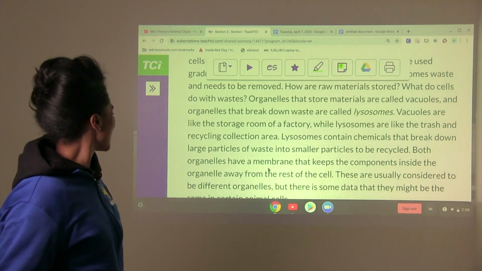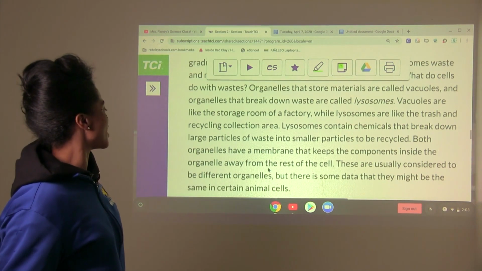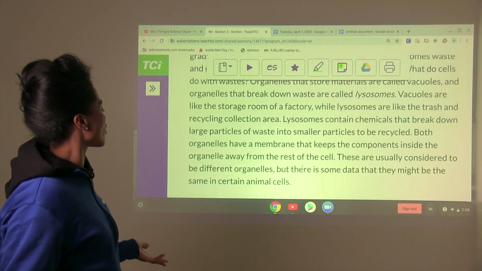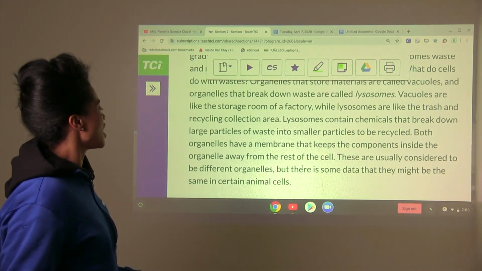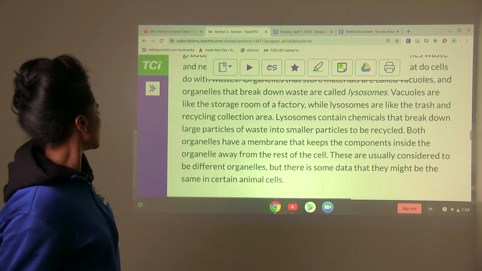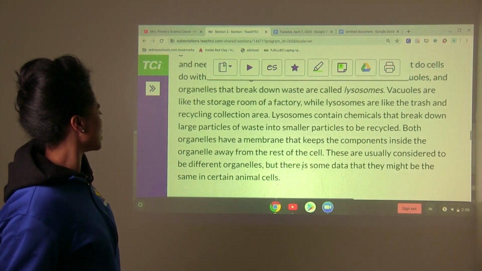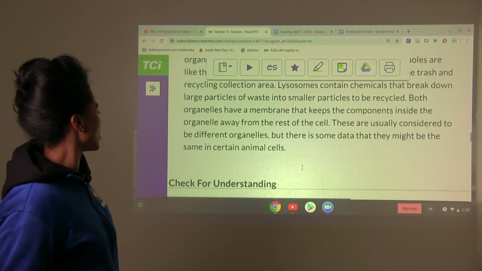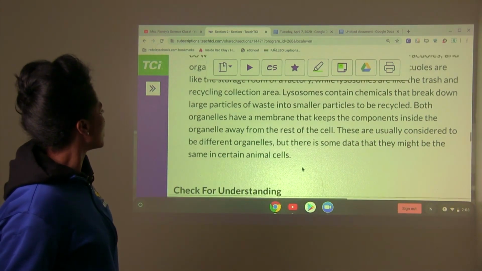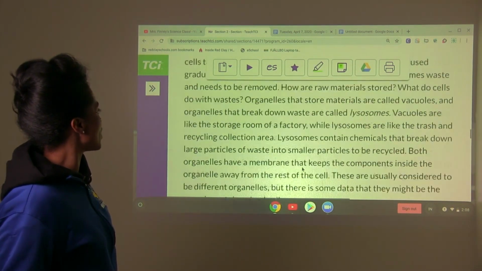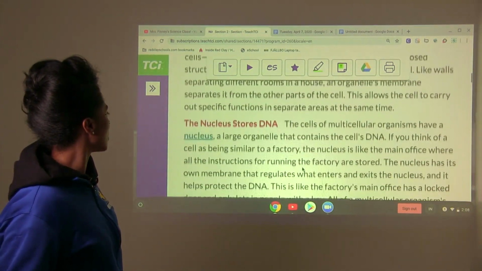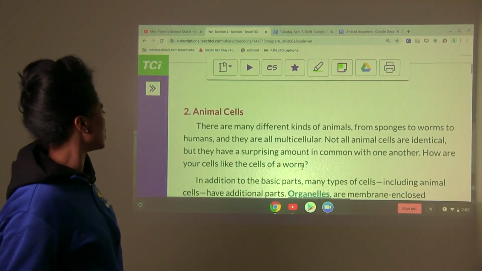Just saying. Both organelles have a membrane that keeps the components inside the organelle away from the rest of the cells. These are usually considered to be different organelles, but there is some data that they might be the same in certain animal cells. All right? So we have some new parts that we need to include when we're talking about animal cells, okay?